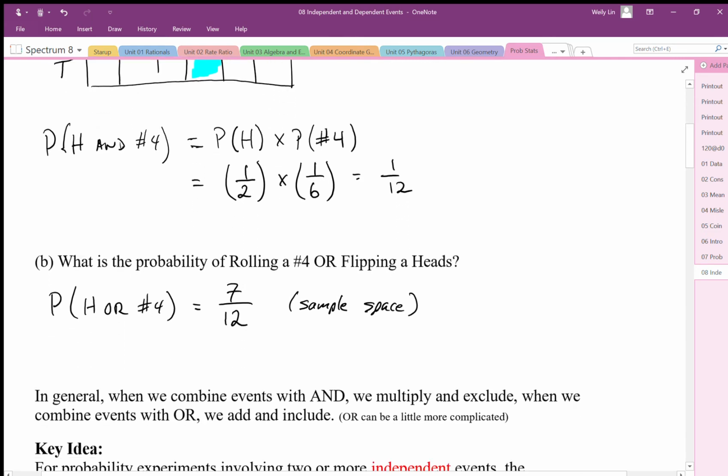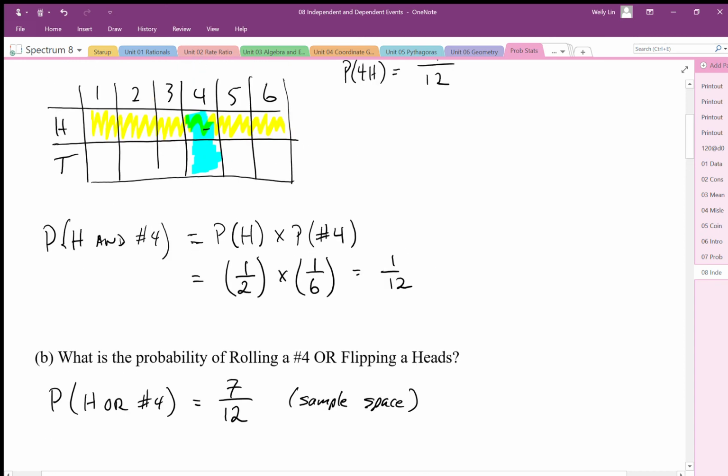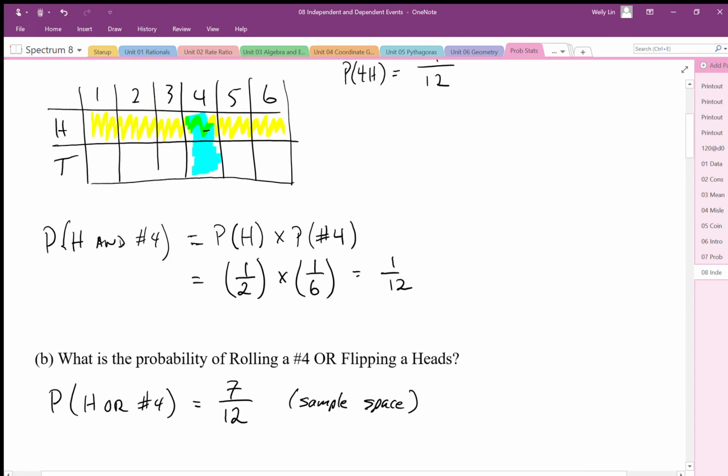We're not going to get into it. So in general, when we have combined events with AND, we can multiply. And when we have combined events with OR, it's a little bit harder. We have to kind of combine things together. It's what we call inclusive, whereas with AND, we just exclude. So we don't include as much. What we do is we try to exclude everything except for the overlapping 4 and heads when we combine it with AND. So it is a little bit easier.